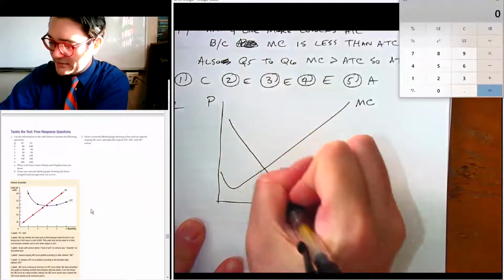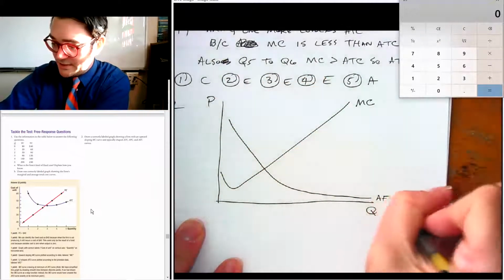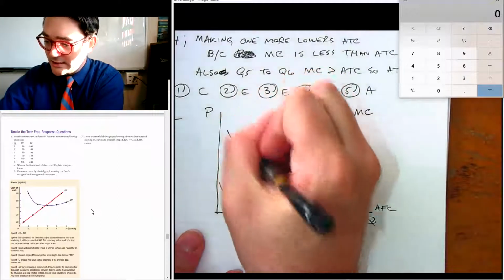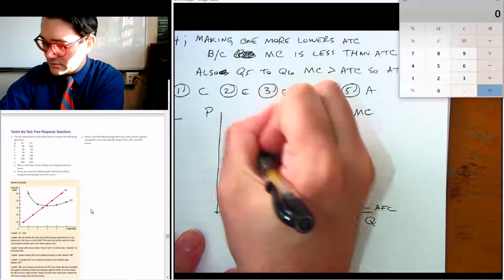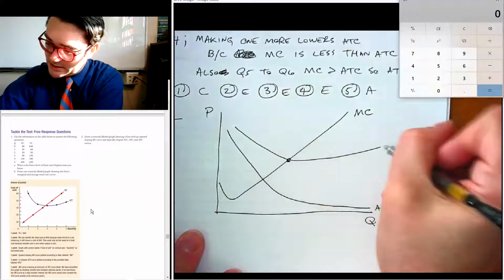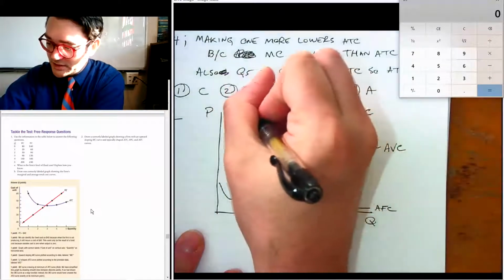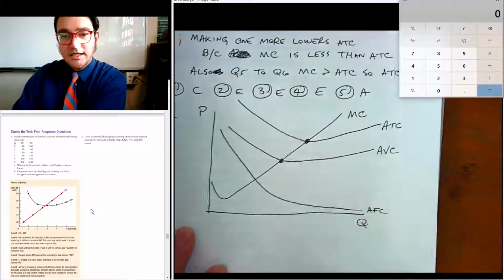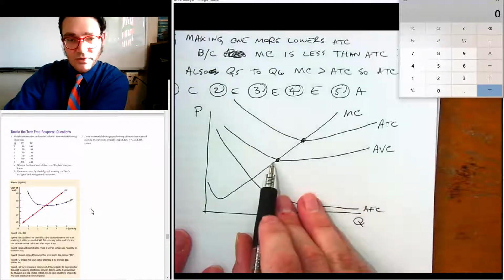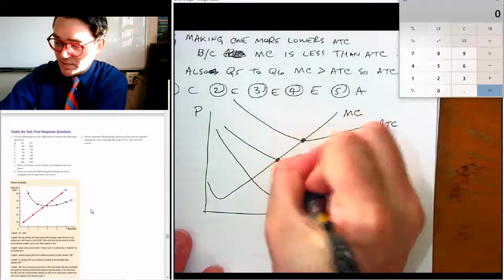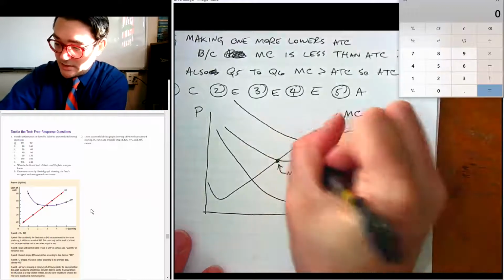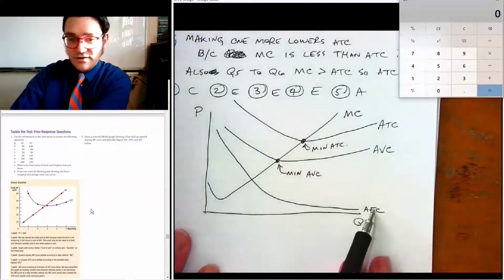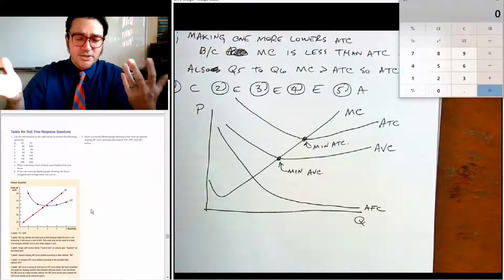And then we should have a high AFC, and then it's going to do one of those, AFC. It's going to start high, go low. And then the average variable does one of these. And the average total, and this is not to scale, does one of these. And so we notice that the ATC and the AVC both hit those minimums, right? That's the minimum AVC, and that's the minimum ATC right there. And this curve, the AFC, doesn't normally get drawn because it's really not that valuable for us.